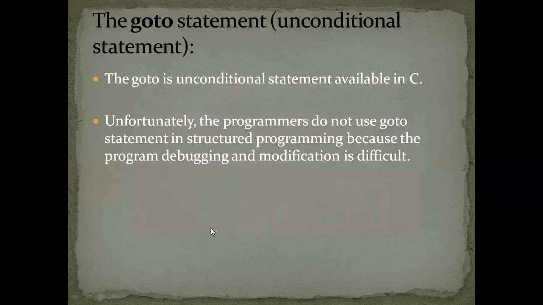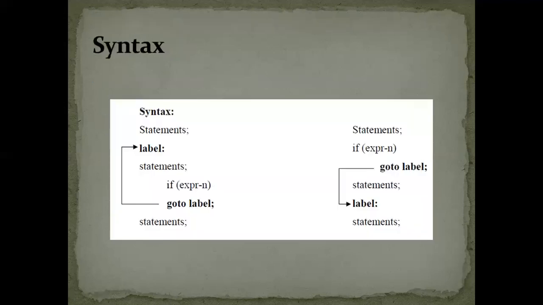So the goto statement is an unconditional statement. What it does, goto statements transfer the program execution flow from one point of the program to another point. It is usually used by programmers to exit from deeply nested loops. Okay, so here, unfortunately, programmers do not use the goto statement in structured programming because program debugging and modification is a bit difficult. So this is the syntax for the goto.